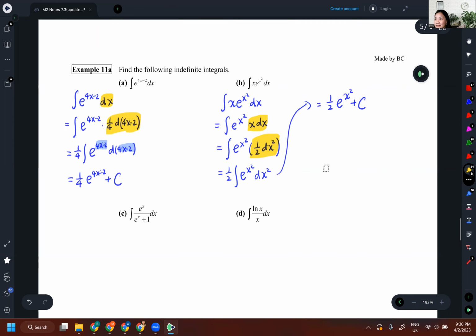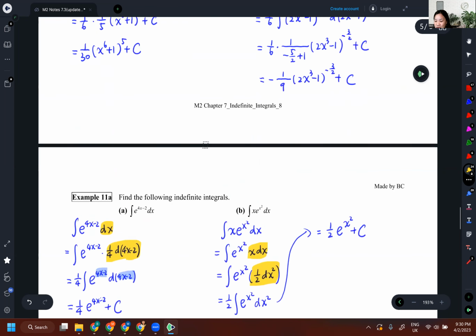If you understand the previous example 10, you should understand this. It's just that here I have another function, e to the power u, but previously I only had the polynomial. Now I have another function. Any questions so far? If not, I'm moving on. Stop me anytime. But the next one is a little bit new.